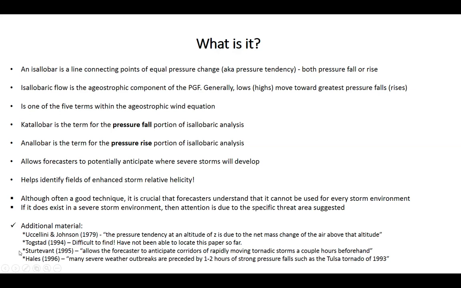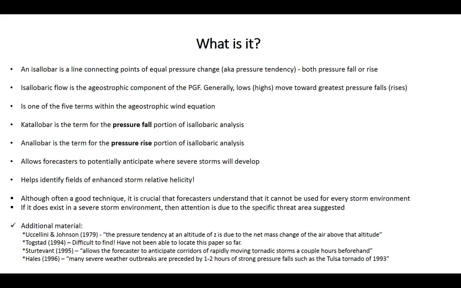John Sturdivant in 95, with his book The Severe Local Storm Forecasting Primer, had some good quotes and a good page worth of discussion about isallobaric analysis. One of his was, "Isallobaric analysis allows the forecaster to anticipate corridors of rapidly moving tornadic storms a couple hours beforehand." That's a good one.